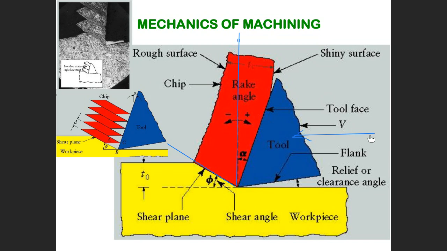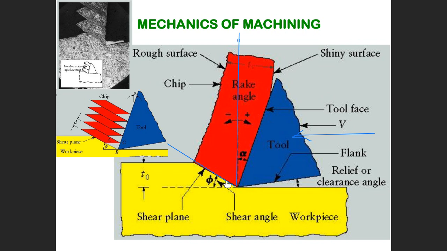Tool moving in this direction. Can you see that? When the tool moves in this direction, pushing material, the material will be sheared here, like this. See, this is the actual photo. This is a tool. This is a workpiece. Then you can see that the chip will be sheared here.